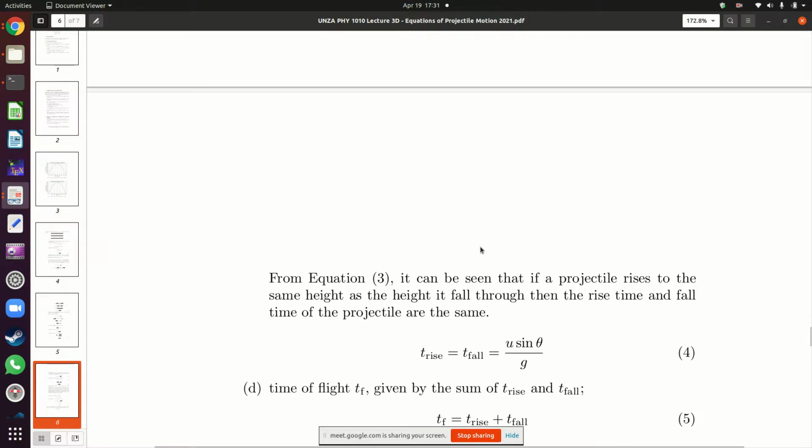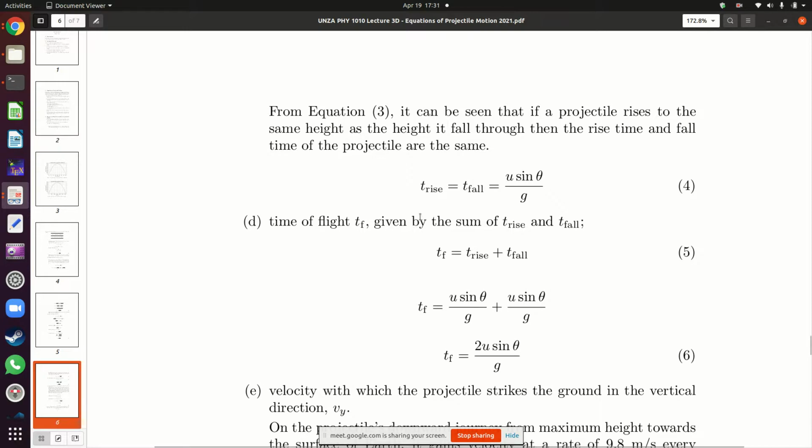Okay. The next thing you want to work out after working out your fall time is how much time it takes your projectile to fly in the air. How much time your projectile flies in the air is something called flight time. This flight time is equal to the sum of the rise time, the time it takes your projectile to rise to maximum height, plus the time it takes your projectile to fall from maximum height. So your flight time TF is equal to rise time plus fall time. Your rise time you have found is equal to u sin theta divided by g, plus your fall time, which is equal to u sin theta divided by g.